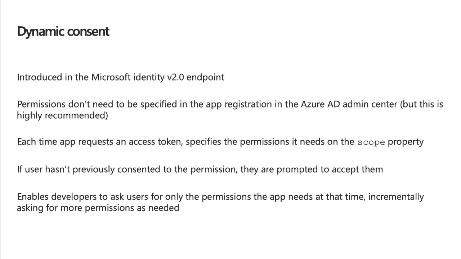The other option to static consent is called dynamic consent. And this was introduced in the Microsoft Identity v2 endpoint. With this option, permissions don't need to be specified in the app registration in the Azure AD Admin Center. Each time an app requests an access token, it specifies the permissions it needs in the scope property. If the user hasn't already consented to these permissions, they'll go through the consent experience for the additional permissions. Dynamic consent enables developers to only ask users for the permissions the app needs at that time. For example, at sign-in, the app can request minimal profile information, but later request additional permissions to do more advanced tasks.